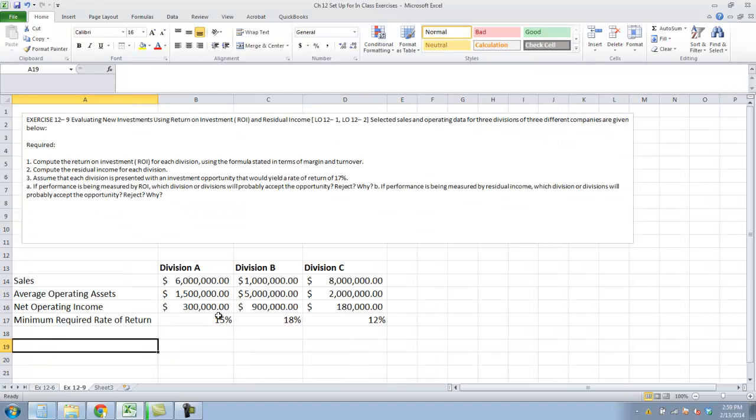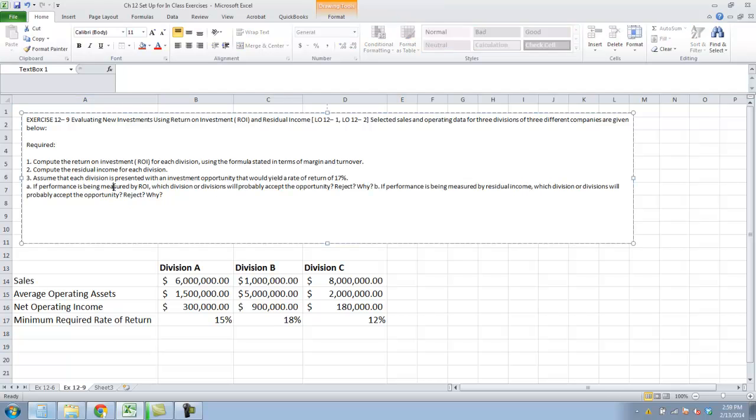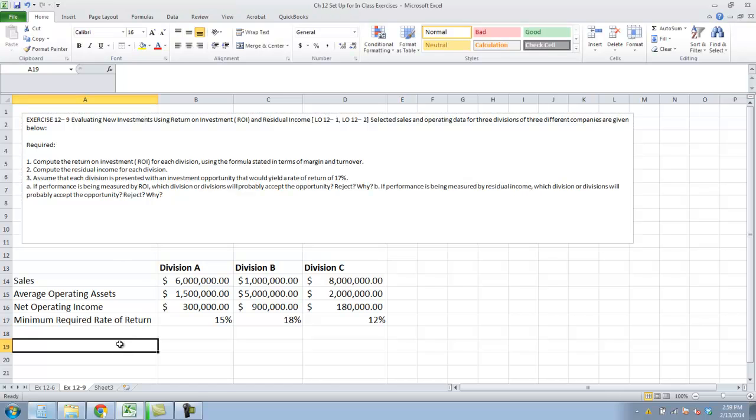We're going to move on to 12-9. This is evaluating investments using return on investment and residual income. Selected sales and operating data for 3 divisions of 3 different companies are given below. Compute the return on investment for each division using the formula in terms of margin and turnover. Then compute the residual income of each investment. Okay, so number 1, ROI.